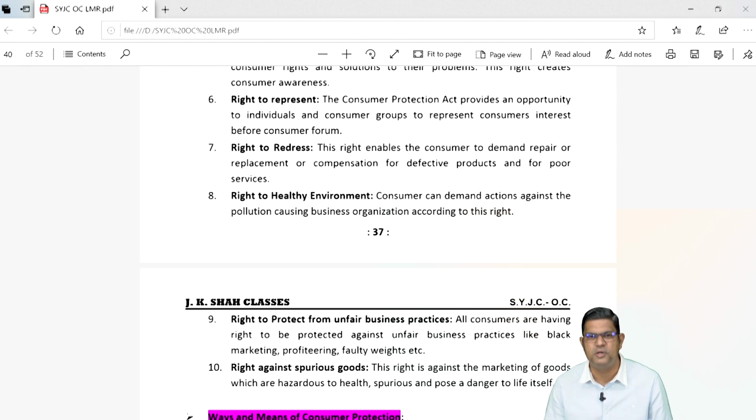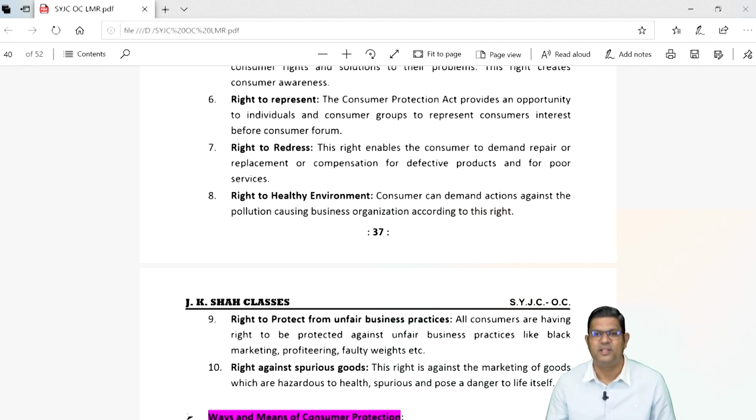So all consumers have the right to be protected against unfair practices like black marketing, profiteering, faulty weights. Okay, there is the Standard Weights and Measurements Act. ओके जिसमें फॉल्टी वेट मतलब 1 किलो अगर आप लेते हो तो आपको खाली 900 ग्राम ही मिलेगा या 800 ग्राम ही मिलेगा. 5 लीटर लेते हो कुछ लिक्विड तो आपको खाली 4 लीटर या 4.5 लीटर ही मिलेगा. They are called faulty weights and measurements. इसके अगेंस्ट आपको प्रोटेक्शन मिलना चाहिए.